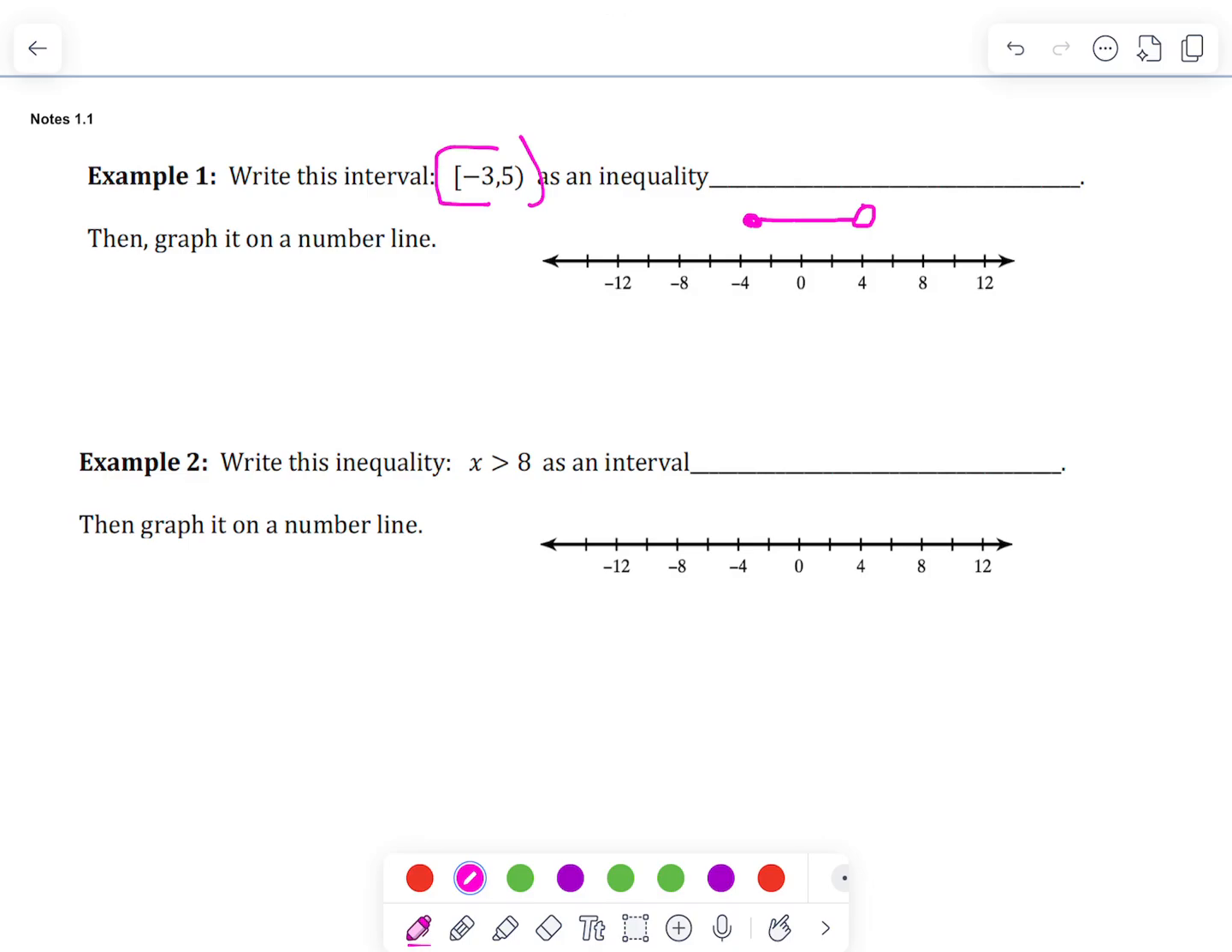And then when we write it as an inequality, we always go smallest to largest. The x goes in the middle: negative 3 is less than or equal to x, which is less than 5. Next example, we say this is x greater than 8. It's not including 8, so it's going to be an open circle. Now we write that as an interval. We start at 8. It's not including 8, so it's a parentheses, comma, and it's going to infinity.